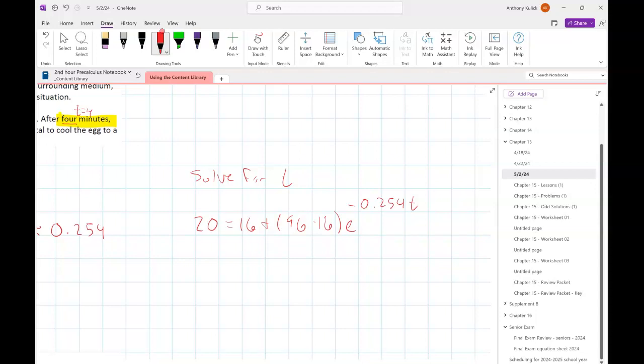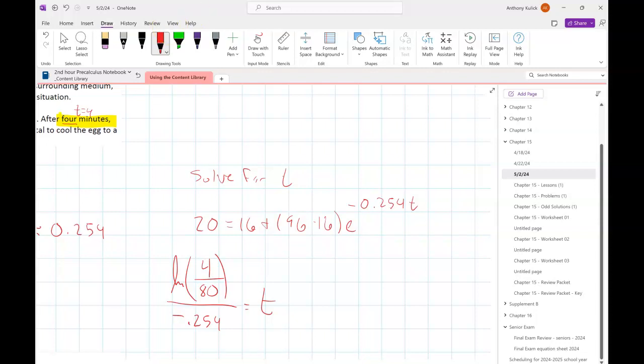Feel good there, everybody? So if I do the same thing I did last time, I'd subtract 16 from both sides, divide by 80, do the natural log, and then divide by the k. Or you could graph it and find the intersection as well. Totally fine to do that.